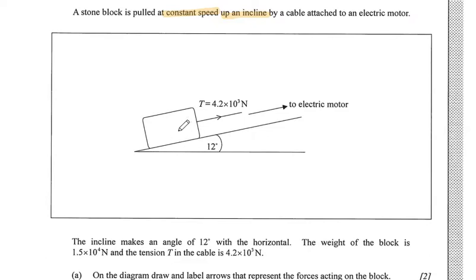So obviously we have weight. Always show weight starting from the center of the mass and pointing downward, so that's the weight. And there's going to be a normal force from the base, so that is how you would show it. You can also show the frictional force. We know it is moving up the incline, so you can show frictional force like that.